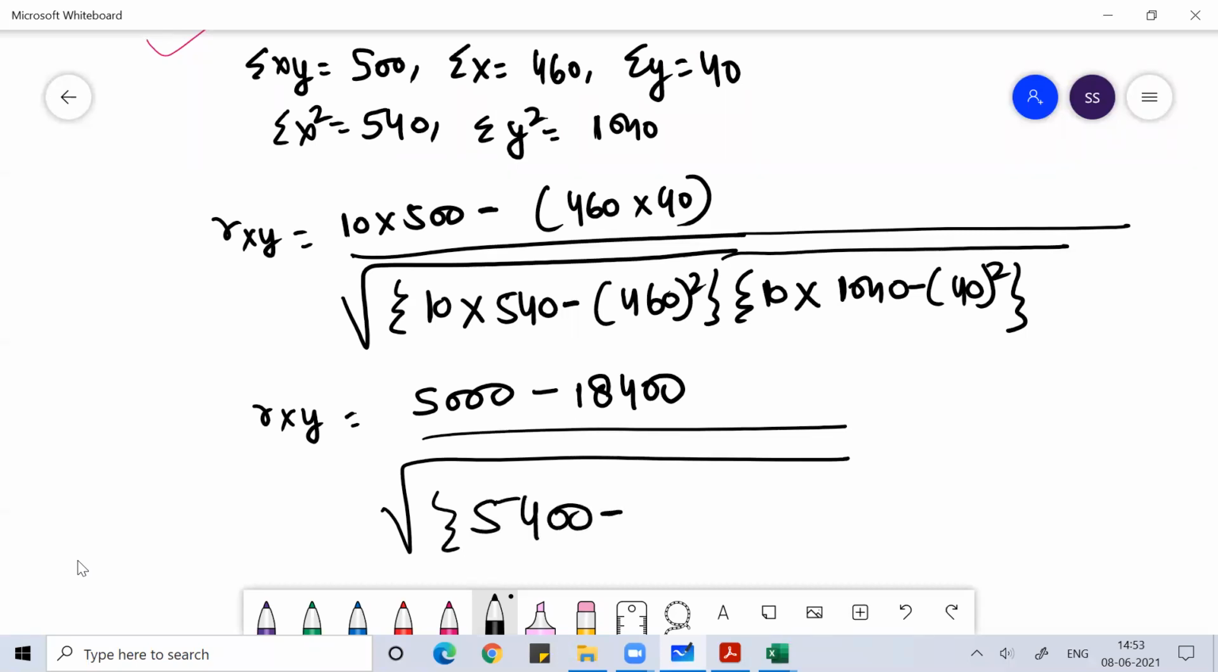5400 minus 46 square, 2116 if I'm not wrong. 46 square is 2116. 46 square, 4 square 16, then 2116, 211600. Then this is 10400 minus 40 square is 1600.